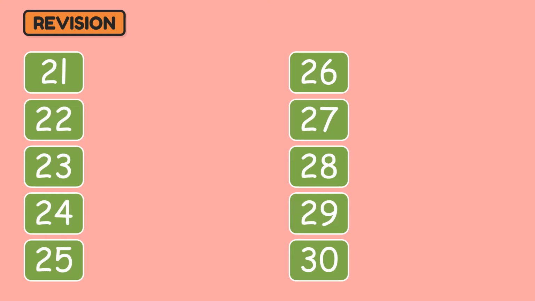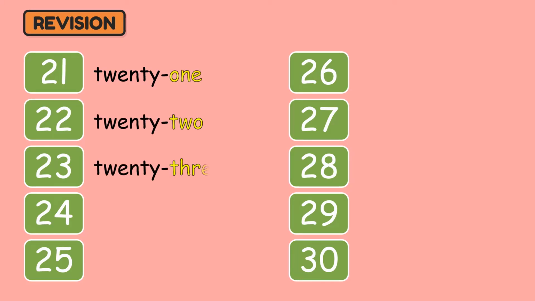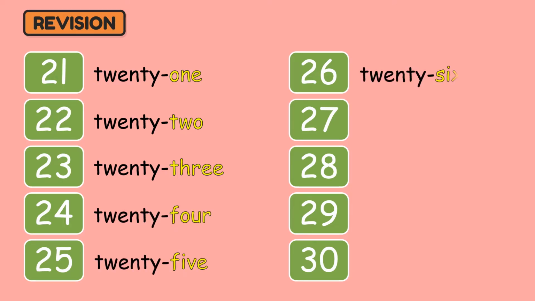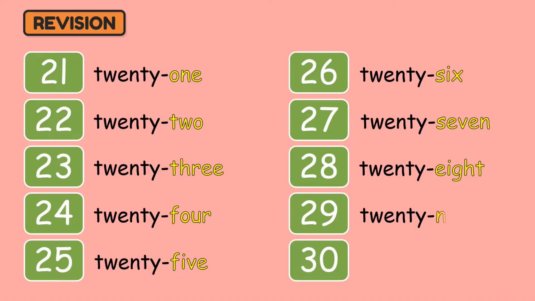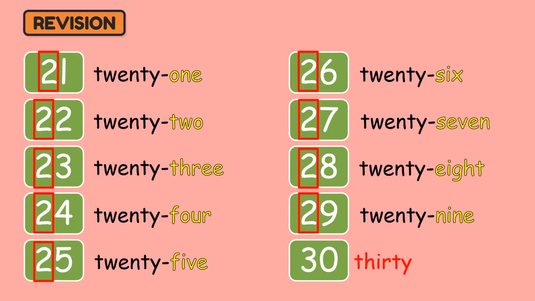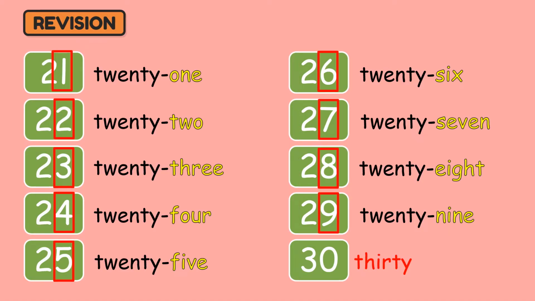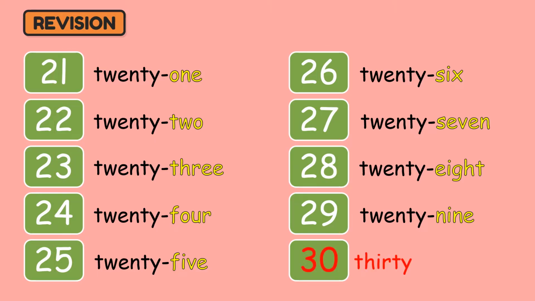Let's continue on 20. This is 21, 22, 23, 24, 25, 26, 27, 28, 29, and 30. Look at the pattern here. The front is number 2, so we write 20. We just change the numbers at the back. For number 30, we write 30.